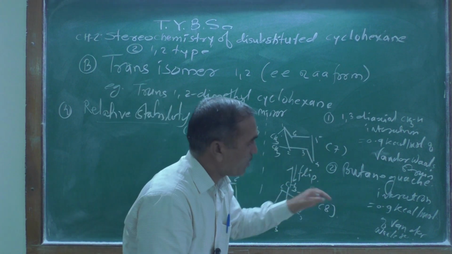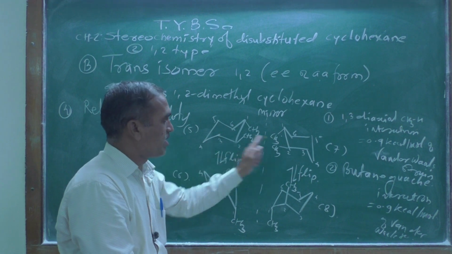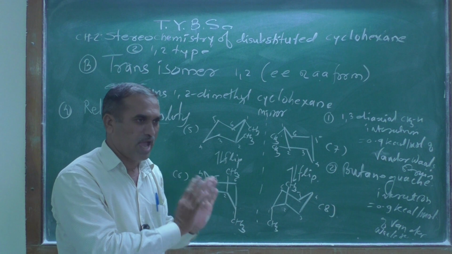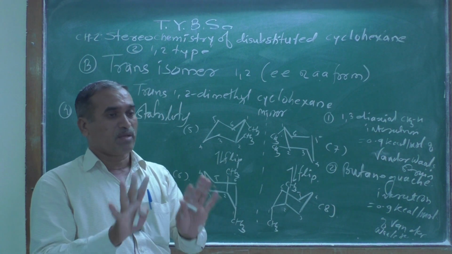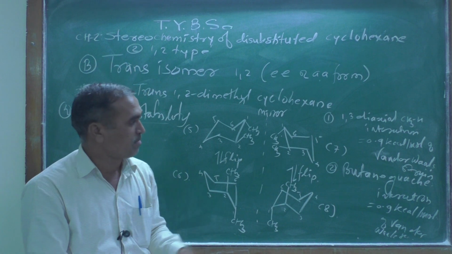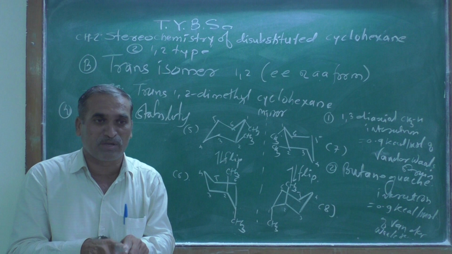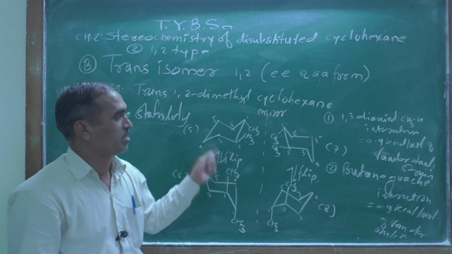But find out, these two molecules, 5 and 7, are identical, they are enantiomers, and therefore their reactivity, everything is the same. Physical property as well as chemical property, everything is the same, because they are enantiomers of each other. Enantiomer means what? Non-superimposable mirror images of each other.